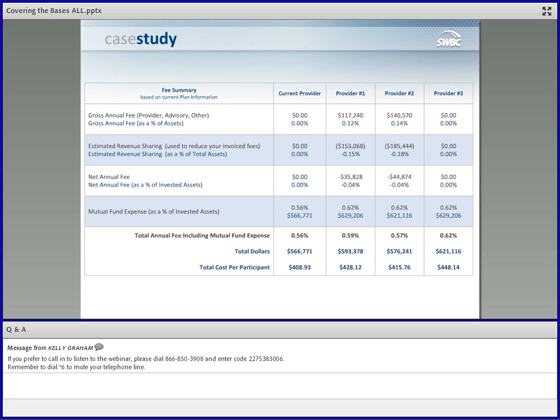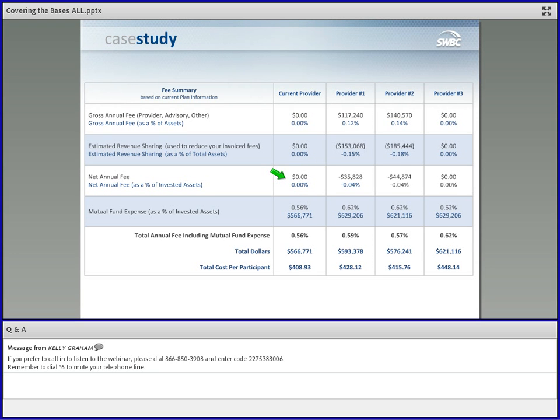What you'll see on this slide here, and I'll use the green arrow to show, is that for their current provider, they had no gross annual fee, so they were not paying anything out of pocket or being charged anything for the plan sponsor. They did not have any revenue sharing that was being used to offset any explicit fee. Their net annual fee down here was 0. Again, they weren't paying anything out of pocket. They weren't paying anything directly from plan assets.